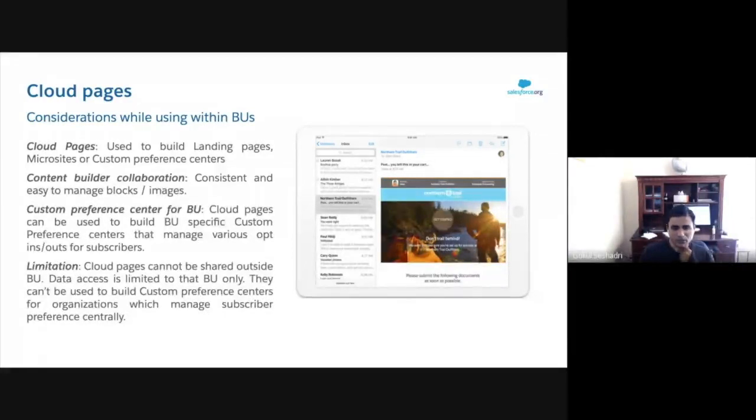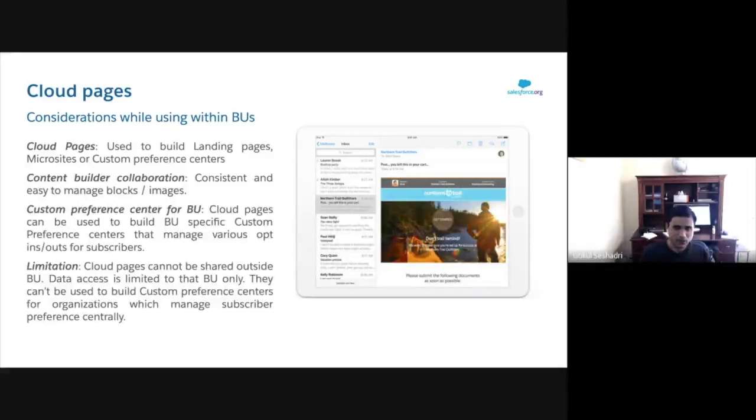So the fourth consideration would be around cloud pages. Cloud pages is a very useful feature of Marketing Cloud, and it helps you to build simple web pages such as landing pages for your websites, for your marketing efforts, or microsites. And people often use it to even build custom preference centers, whose link can be embedded in Marketing Cloud emails. So it's essentially a web experience for your marketing users.